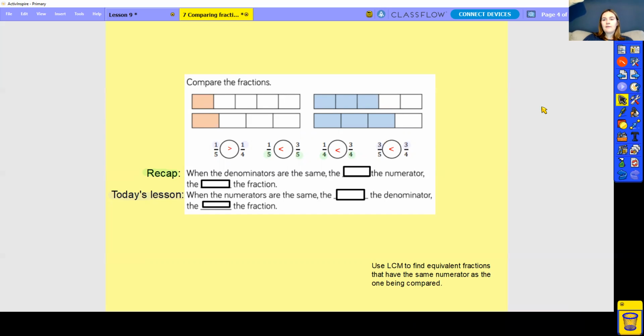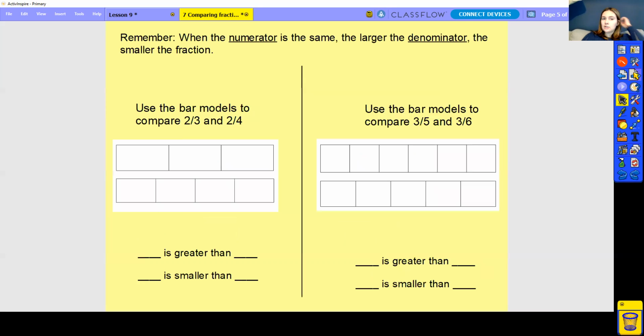So for our sentence starters, it says when the denominators are the same, the larger the numerator, the greater the fraction. When the numerators are the same, the larger the denominator, the smaller the fraction. Okay, so when the numerators are the same, the larger the denominator, the smaller the fraction. So let's have a go at doing this one.